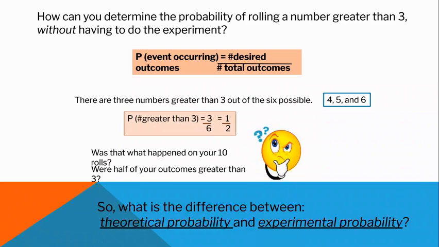What's the difference between theoretical and experimental? Theoretical is in a perfect world, what is supposed to happen. And experimental, of course, is us doing experiments, and it doesn't always happen perfectly. But the more experiments you do, the closer you get to that theoretical probability. So if we rolled the dice, say, 1,000 times, we would get closer and closer to the expected probability.